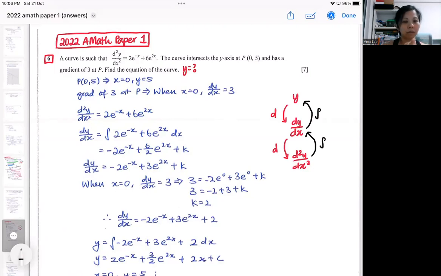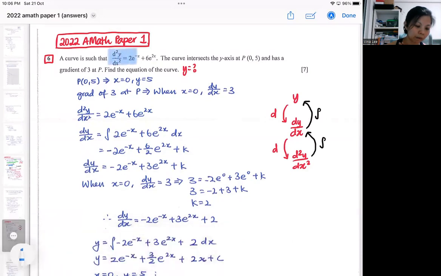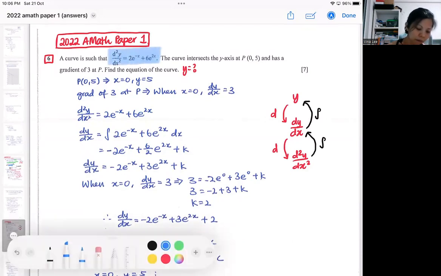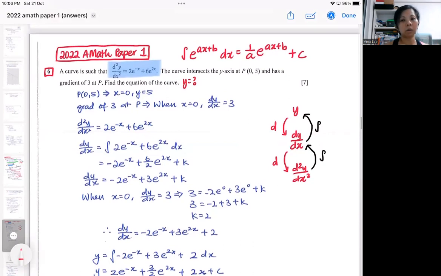Okay, this question starts from the second derivative, and the second derivative is in exponential function. So basically, we'll be using a lot of this formula: integrate e^(ax+b) will be equal to 1 over a e^(ax+b). So we'll be using this basic formula a lot. It's a 7 marks question. However, it's not very difficult. You just have to execute each integration carefully.